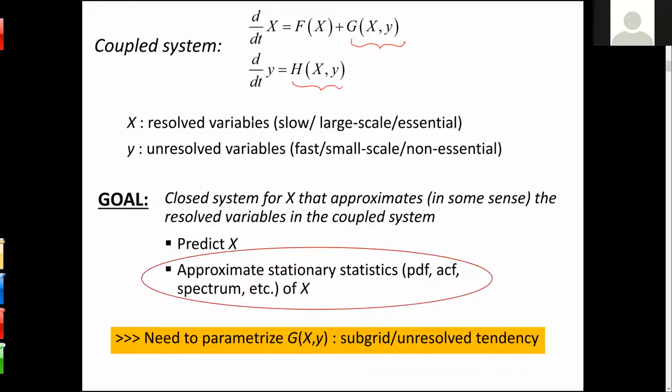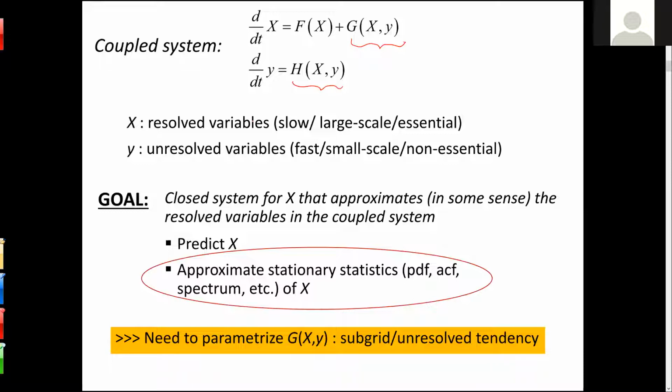Okay. So depending on what we want our model to do. Sometimes we want our model to predict X. That means we have the same path or close path with X. So with the coupled system, if you run the coupled system and if you run the reduced system, and they show paths that are close to one another, then we say a reduced model is a good model.